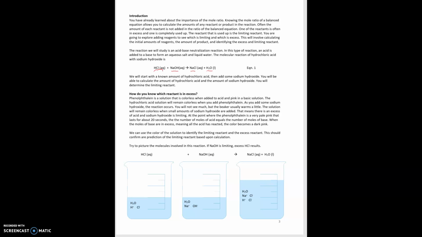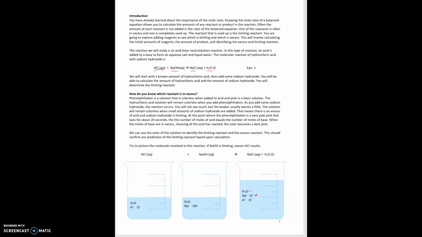So what does it mean to have something in excess or something that's limiting? If we look at these beakers, in the first beaker we have water and hydrogen ions and chloride ions because HCl, when it dissolves in water, totally dissociates. In the other container, you're going to have water, sodium ions, and hydroxide ions. This is a strong base, so the sodium and hydroxide dissociate. When they react, you're going to form water, sodium ions, and chloride ions because they stay dissociated.